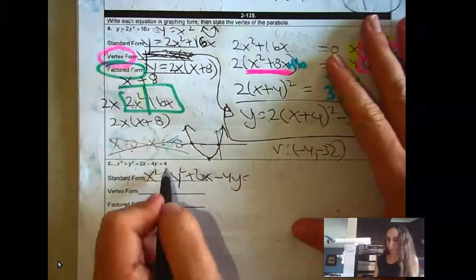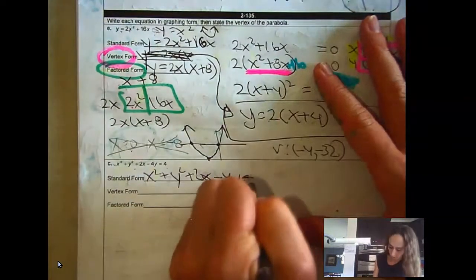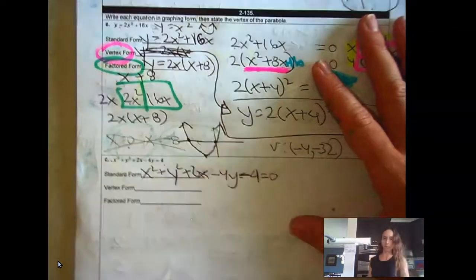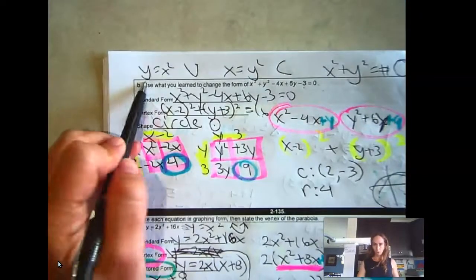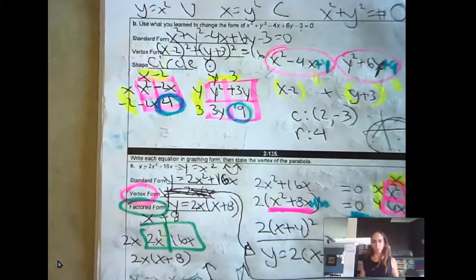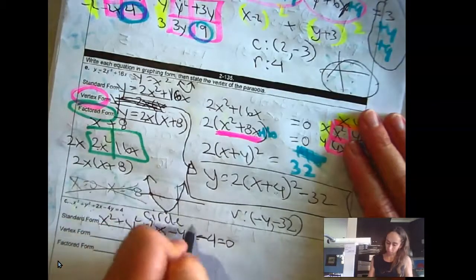Well, it's not in standard form until I move that 4 over. So -4 equals 0. Now it's in standard form. Okay? So now I go, let's see, y is x squared? No, they're both squared. So if they're both squared, I know it's going to be a circle. So I know this is a circle.